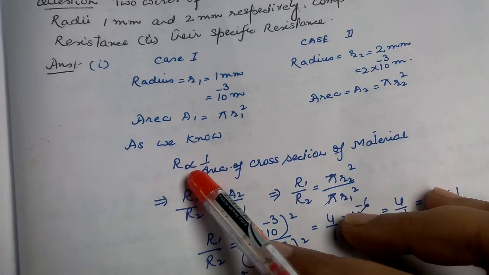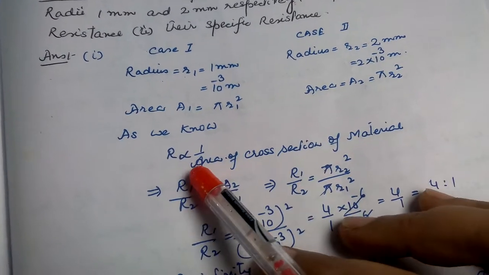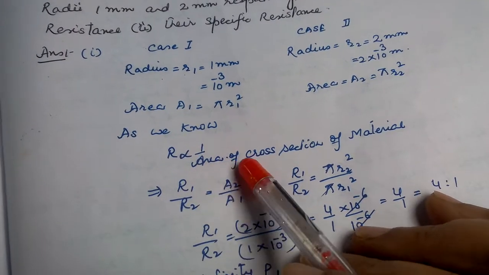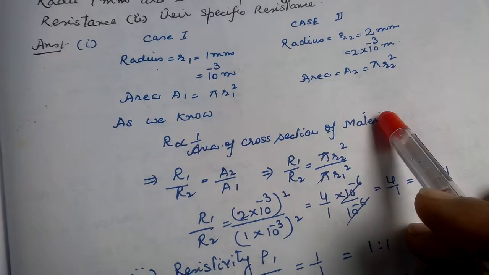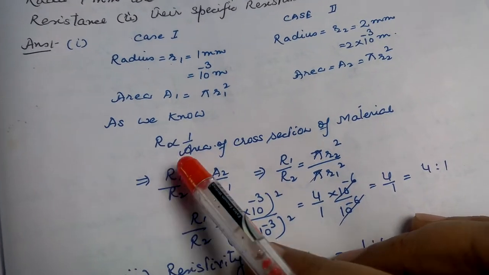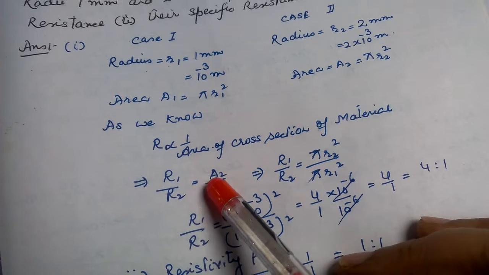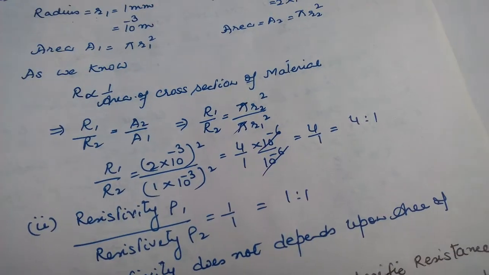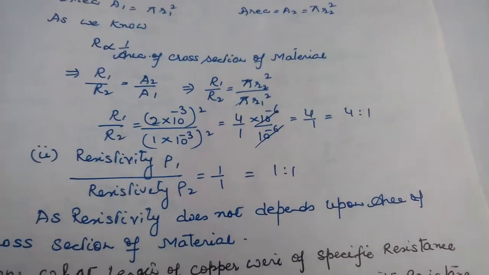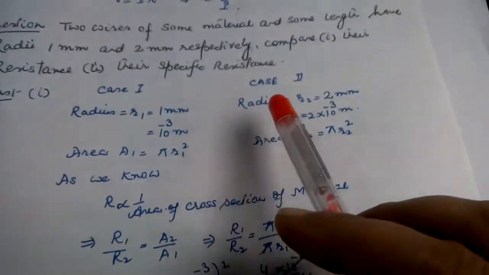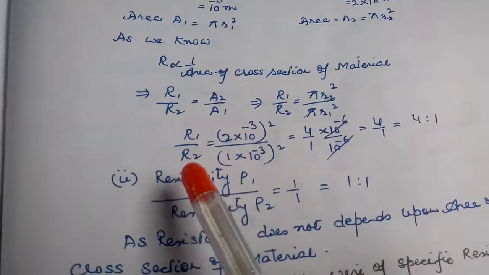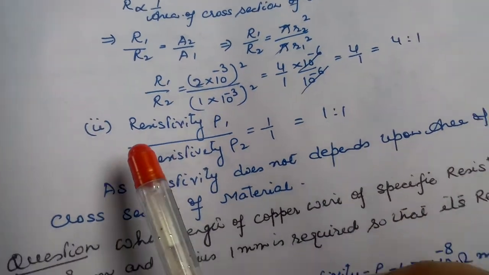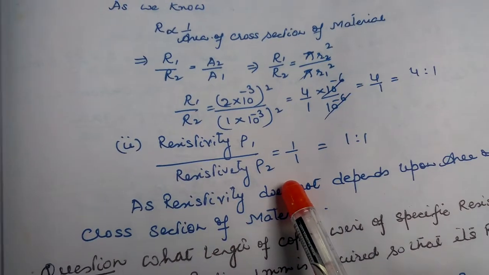Resistance is inversely proportional to the area of cross section. So we apply this formula: R1 upon R2 is equal to A2 upon A1. Substitute the values and we find the resistance ratio 4:1. Second part, find the resistivity. So resistivity rho 1 upon resistivity rho 2, because we are required the ratio.